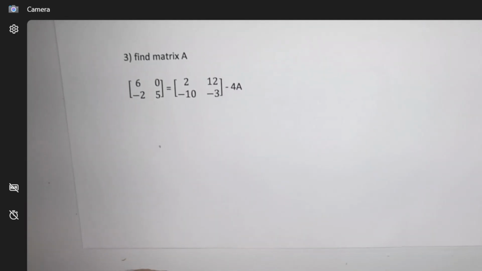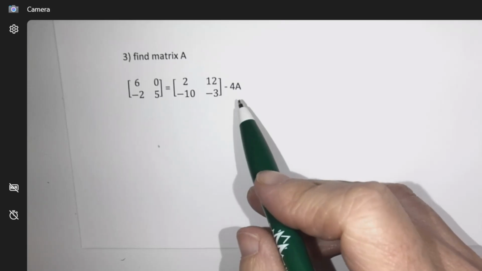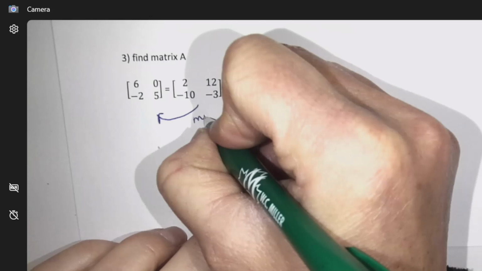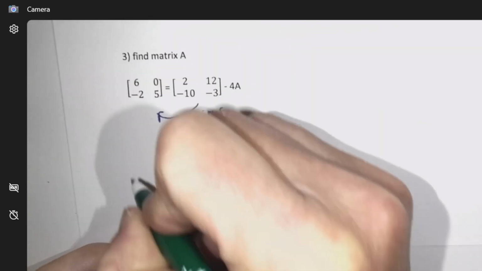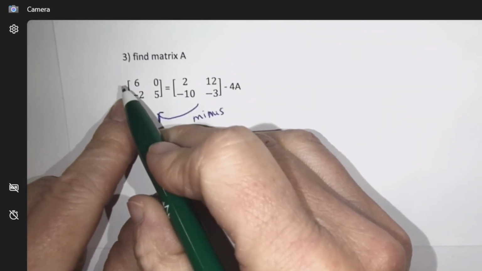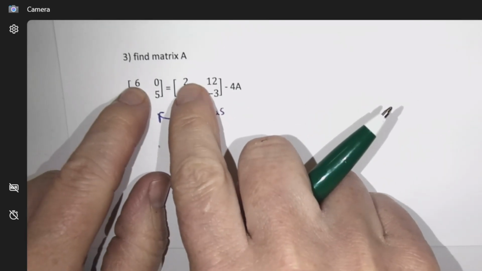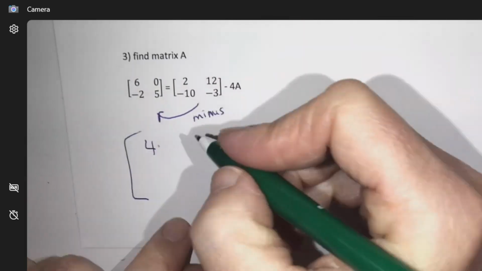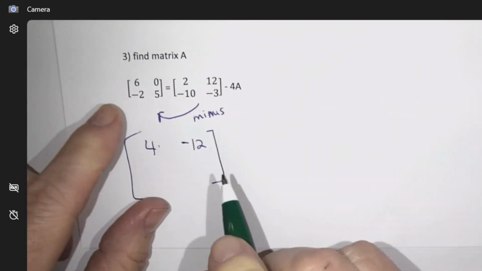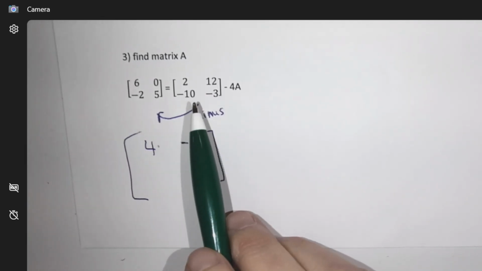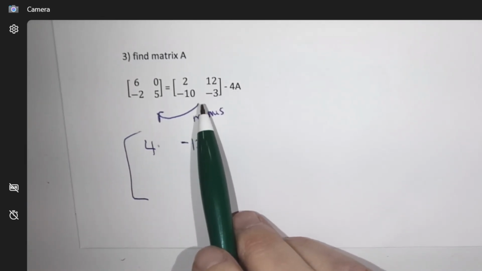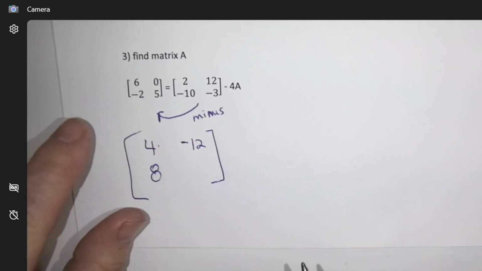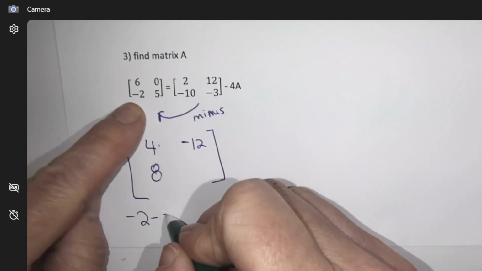so this is just algebra. So if you wanted to solve for A, we could move this to that side, right? So we could minus this matrix over. So if we minused it, so what is 6 minus 2? 4. 0 minus the 12. Be careful here because you're minusing a negative 10. So that would be 8, right? Negative 2 minus negative 10.